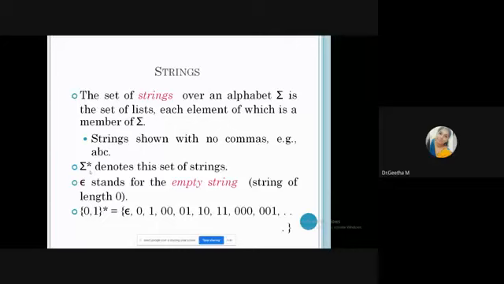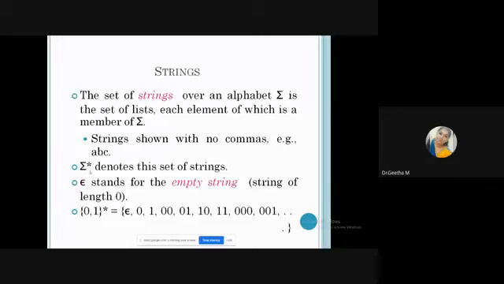Then see the third point, epsilon, the small e symbol. Epsilon stands for the empty string, which means without any symbol, like a bag which consists of nothing. Epsilon is considered a string, but with no value. So the length of this string is 0. Please remember this: epsilon is the empty string, and the length of the string is 0.